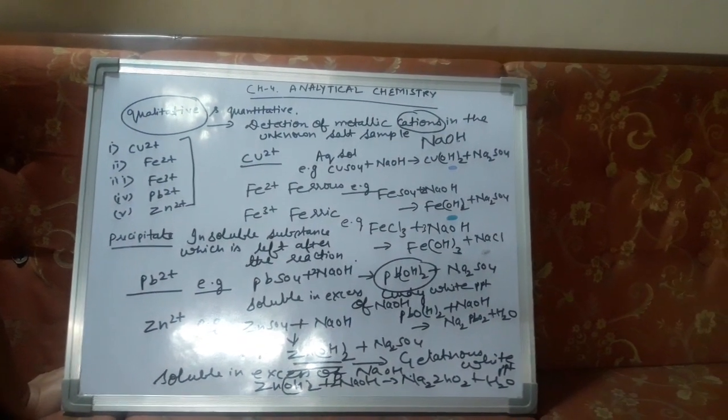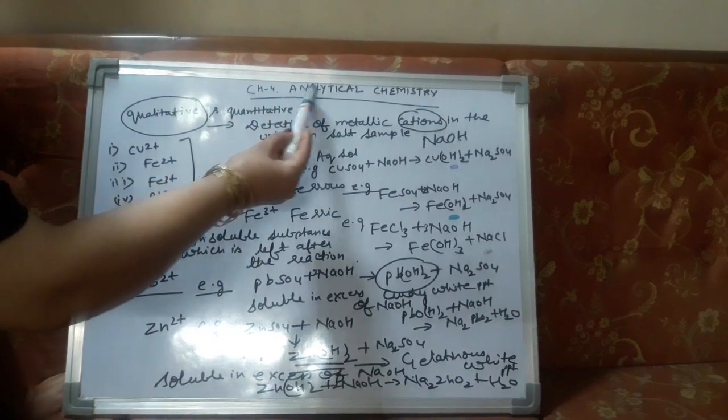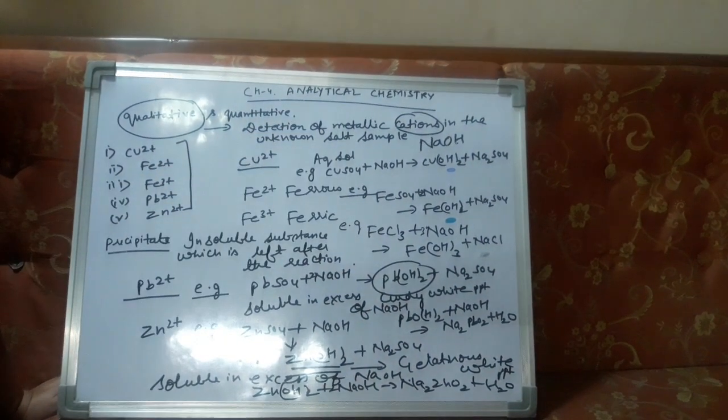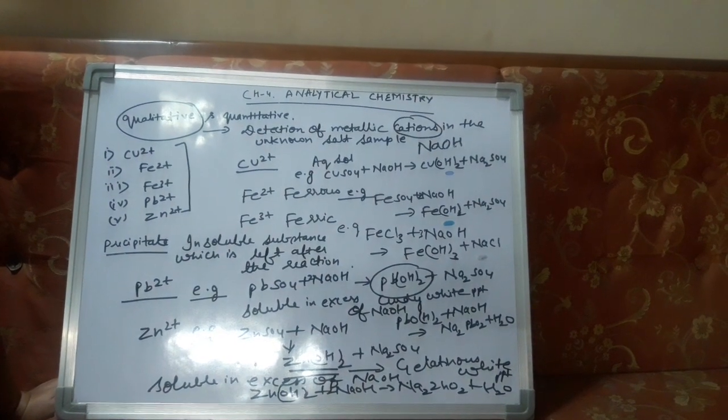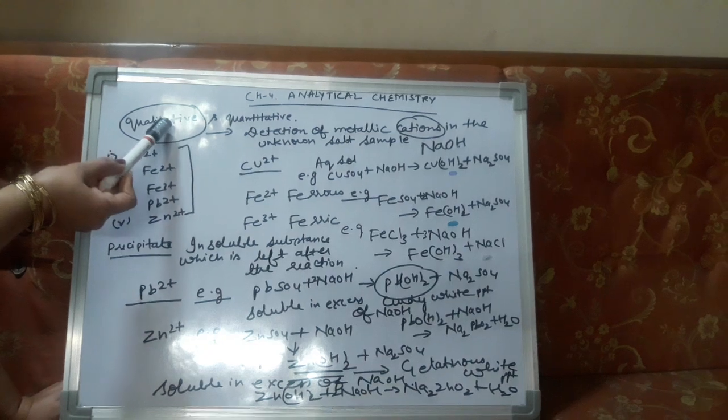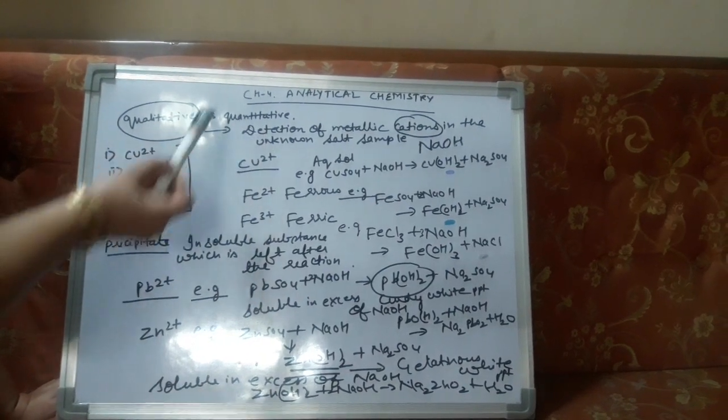Today I am going to start chapter 4, that is Analytical Chemistry. This chapter is about the analysis of salt. Analysis means to find out the composition of the salt. There are two types of analysis, qualitative and quantitative.